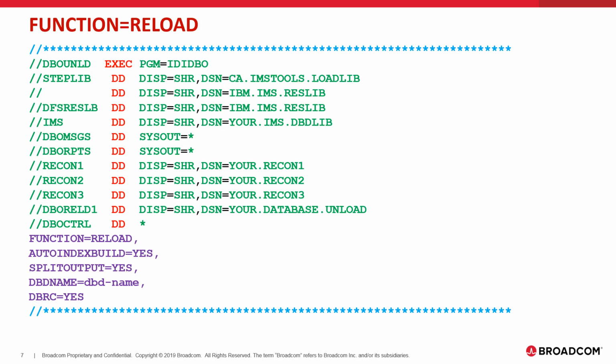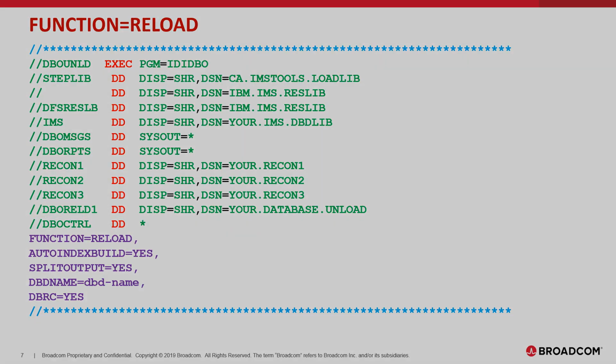of the whole process. If a database has multiple indexes, there's a loyal companion to the auto-index-build control statement, the split output control statement. Used together, these will create all indexes in parallel, further reducing the reload time. The DBO control DD follows standard syntax. DBRC will be used for the database with the specified DBD name. The unload file to be reloaded is specified in the DBO reload1 DD statement.